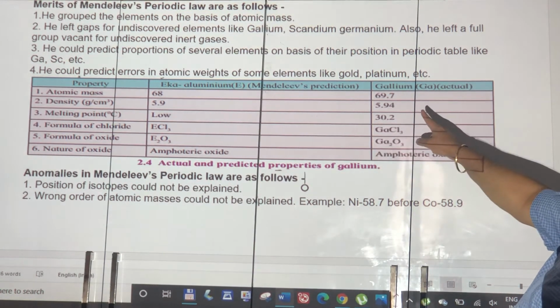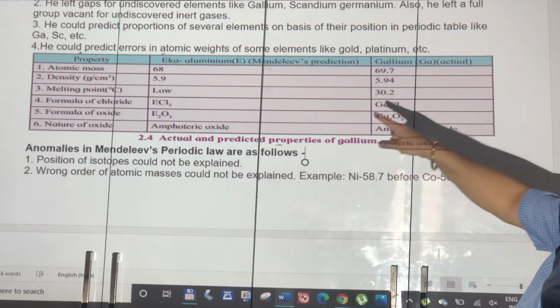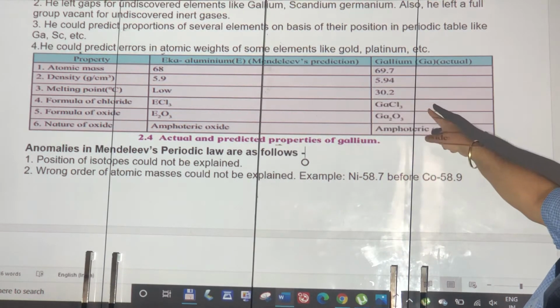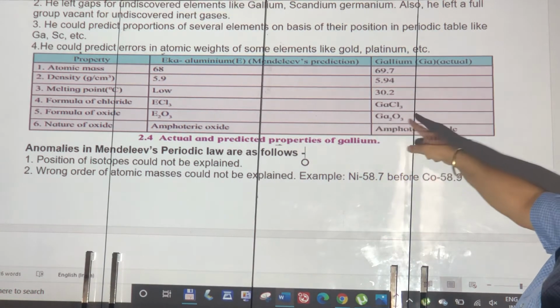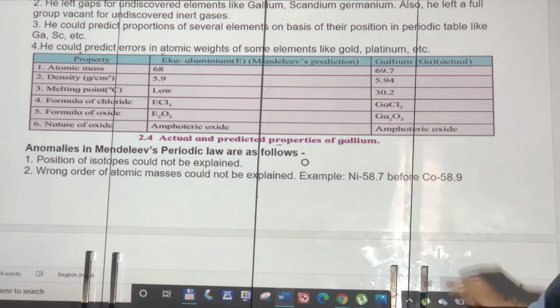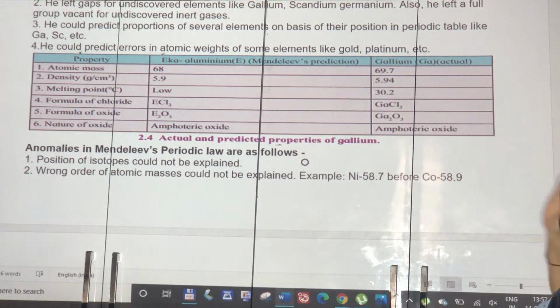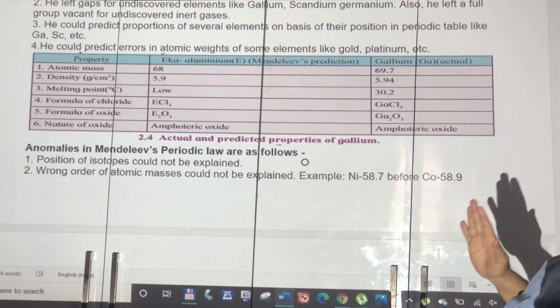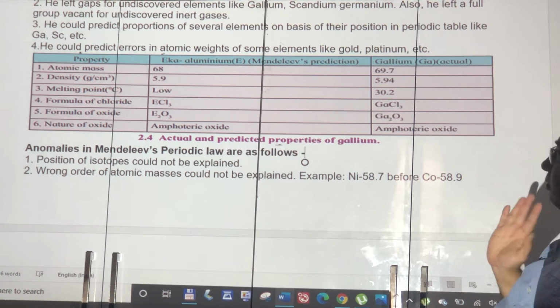Atomic mass 68 predicted, 69.7 actual; density 5.9, 5.94. Melting point low, only 30 degrees. Chloride ECl3, GaCl3. Oxide E2O3, Ga2O3. Amphoteric, amphoteric. So, an actual prediction without having the technology of modern times.